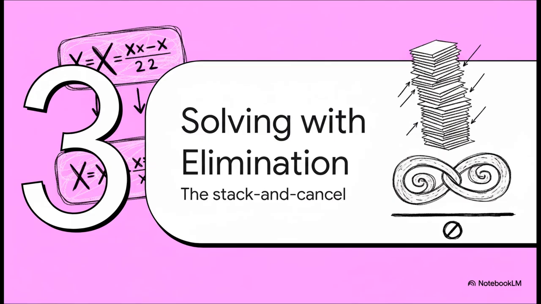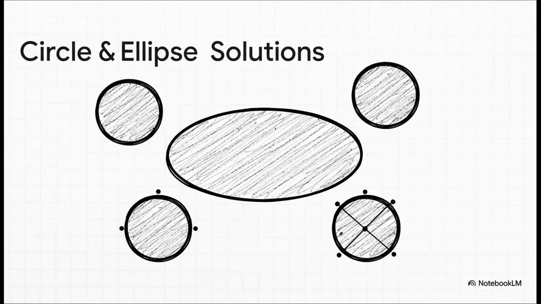Boom. But what happens if both equations are really complicated, when trying to isolate one variable just looks like a total nightmare? Well, for that, we've got another amazing tool in our toolbox, elimination. I like to think of this as the stack and cancel method. And trust me, you're going to need it.